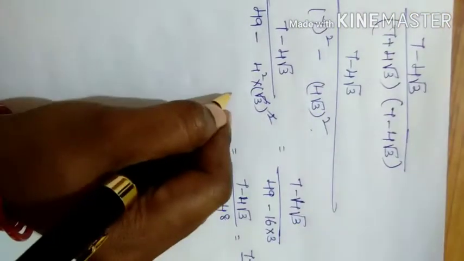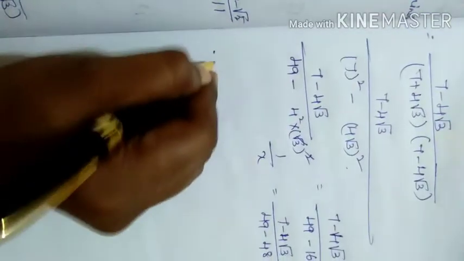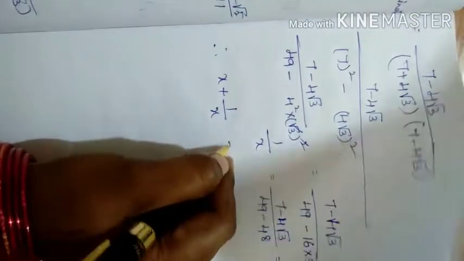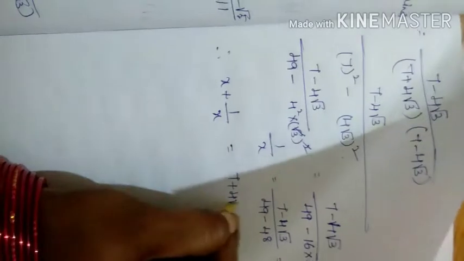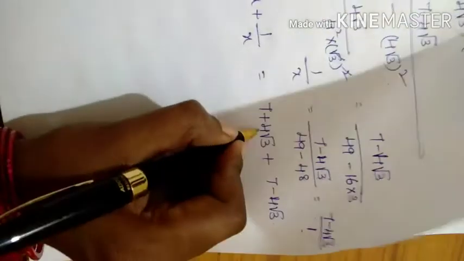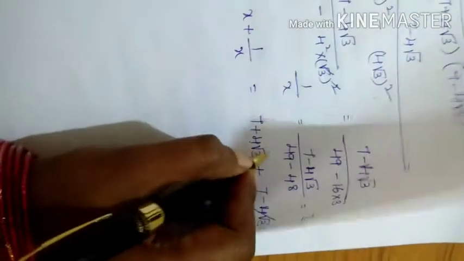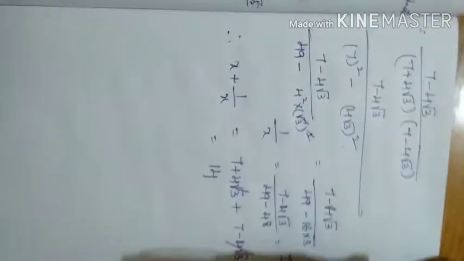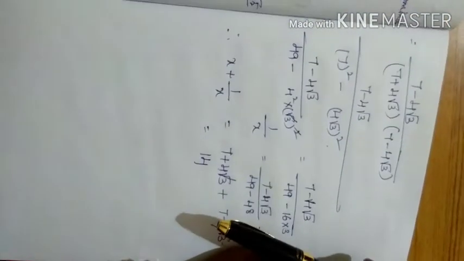This is the value of 1 by x. Clear? Now you have to find out x plus 1 by x. What is the x value? 7 plus 4 root 3. What is the value of 1 by x? 7 minus 4 root 3. Here the plus 4 root 3 and the minus 4 root 3 will be cancelled. Finally we have only 14, since 7 plus 7 is 14. Clear? This is how you have to do.